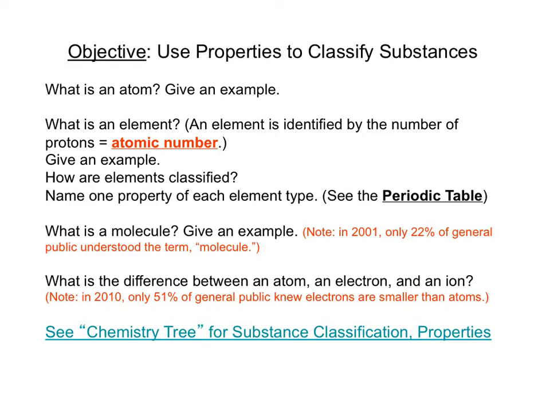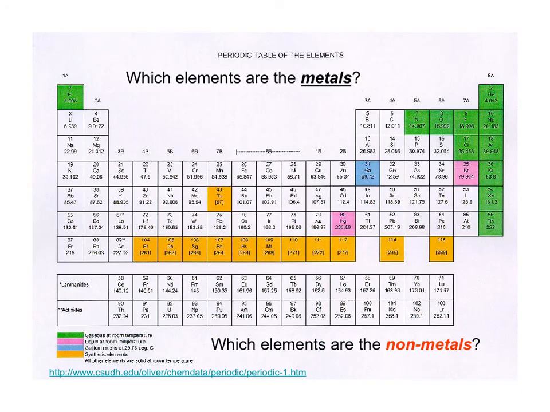A molecule is a combination of atoms bound together that behaves like a single discrete particle. An electron is a subatomic particle inside an atom. An ion forms when an atom gains or loses an electron. Here's an example. The element oxygen is a nonmetal, which means it behaves like an insulator. Two oxygen atoms combine together to form the O2 molecule. Oxygen can gain two electrons to form the oxide ion.